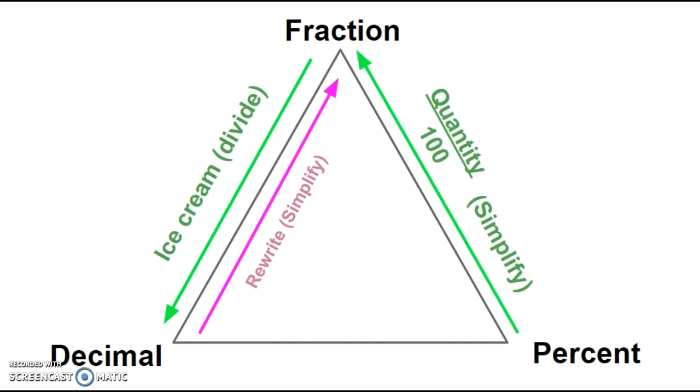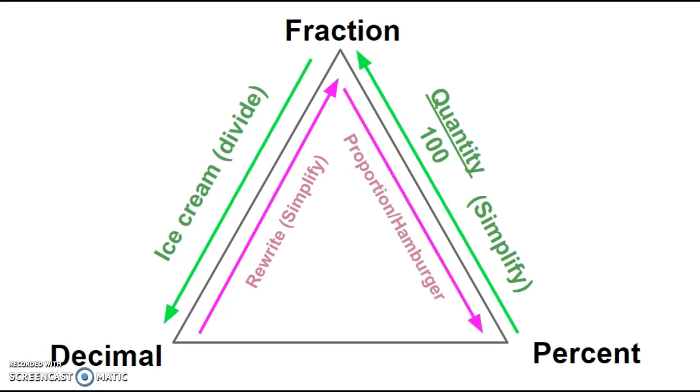When you move from a percent to a fraction, you take the quantity of your percent and put it over 100, then simplify. If you have 50%, your quantity is 50, and it will go over 100. If you divide the top and bottom by the same number, which is 50, you end up with 1/2. So 50% equals 1/2.